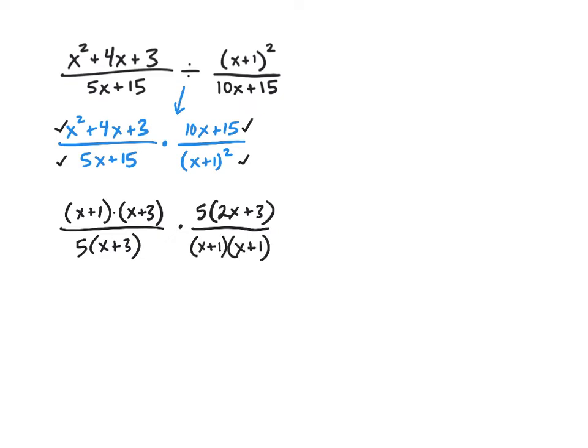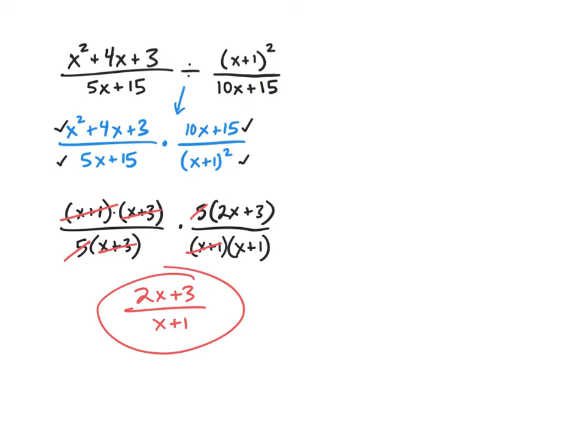That's what it means. Cool, we factor, then we cancel. Ding, ding, ding. X plus 1 over an x plus 1. X plus 3 over an x plus 3. 5 over a 5. My final answer is 2x plus 3 over x plus 1. Put the parentheses if you want, but there is how to do that problem.